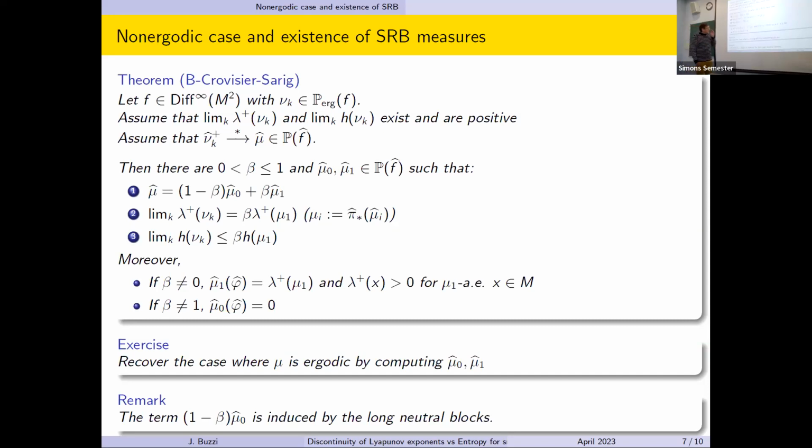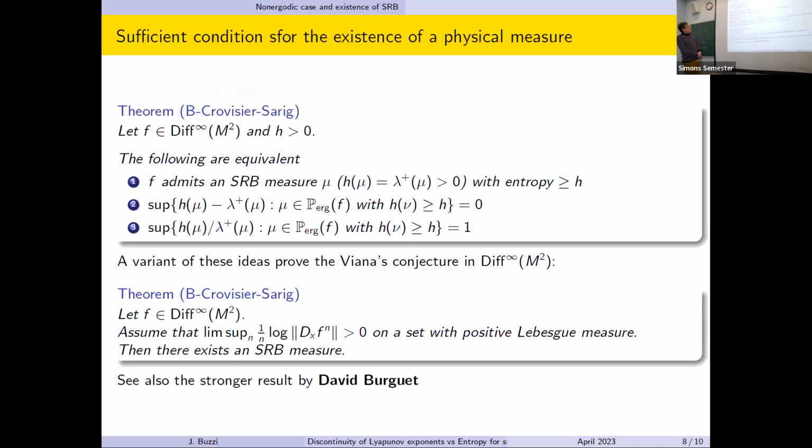Okay, so now we have this statement. So we can say things about arbitrary limits of ergodic measures. Well, what can we do with it? There are applications to the existence of physical measures, and more precisely SRB measures.